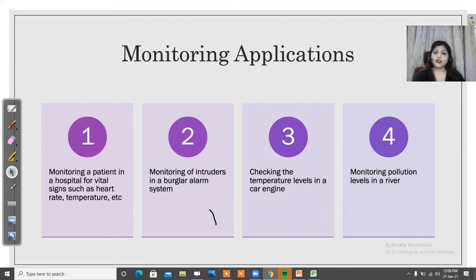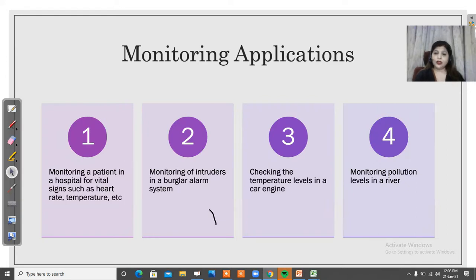The third one is checking the temperature levels in a car engine. You might have noticed that whenever your engine goes wrong or the temperature rises, you might have seen a red light lit up in your car, or any alarm that is there in your car. So this is again related to monitoring applications using sensors.